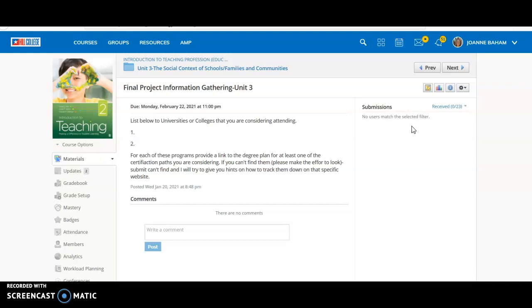And so if you email me before you submit, I can't find it, I can help try to direct you because some of the websites do bog down with finding the degree plans. The best thing to do is actually search for degree plan, but it can get difficult.